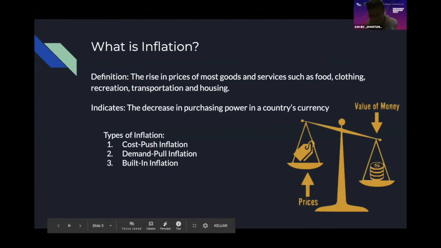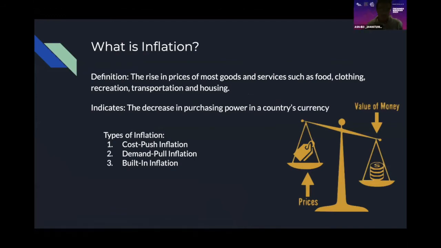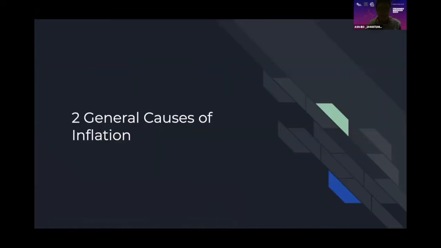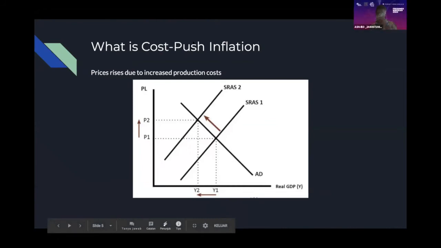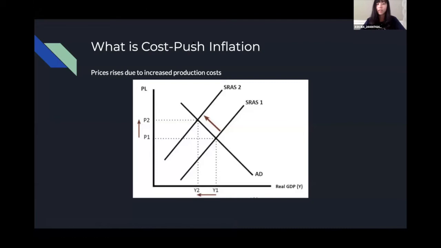So these are the types of inflation. The first one is cost push inflation. The second one is demand pull inflation, and the third one is built-in inflation. So here it is, 2 general causes of inflation. The first one is cost push inflation, which can be seen from this graph, where the x-axis is real GDP, and the y-axis is price, while SRAS 1 and 2 are aggregate supply, and AD is aggregate demand.